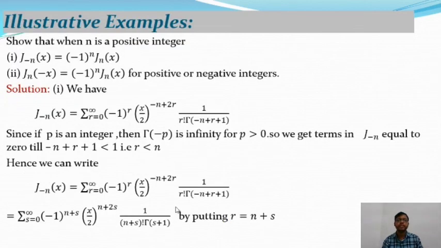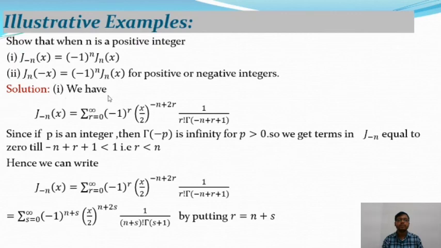So in this slide we will discuss some related examples on Bessel's function. So that when n is a positive integer, J_{-n}(x) is equal to (-1)^n J_n(x), and the second one, J_n(-x) is equal to (-1)^n J_n(x), for positive or negative integers. Okay, so in both cases the result is the same, that means J_{-n}(x) is equal to this, as well as J_n(-x) is equal to (-1)^n J_n(x). Okay, so here is the solution of the given problem.